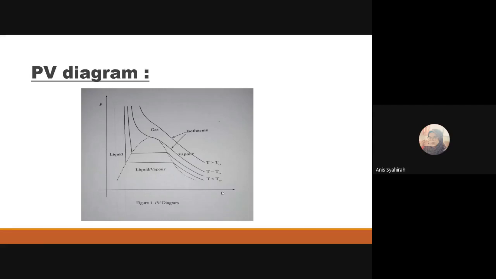Okay, let's see this diagram. The critical point is where the line T equals T critical intersects with the curve. For this experiment, we use ethane, and the critical temperature for ethane is 32 degrees Celsius. Above the line T equals T critical, the phase will change to gas, and below that it will change to liquid.